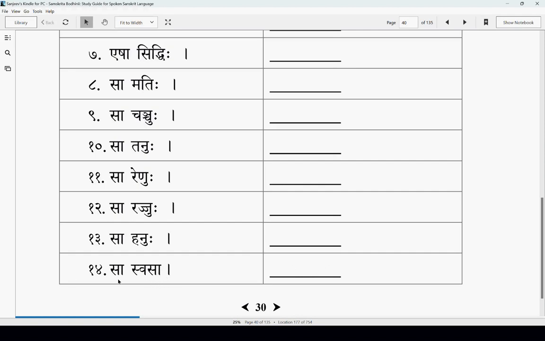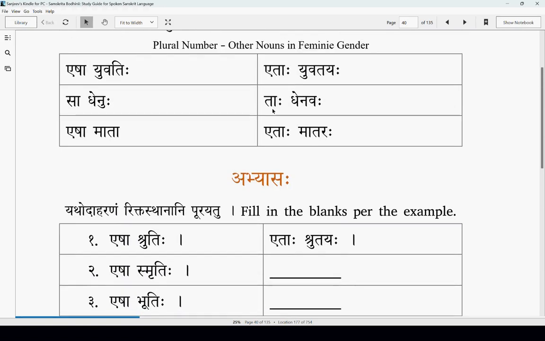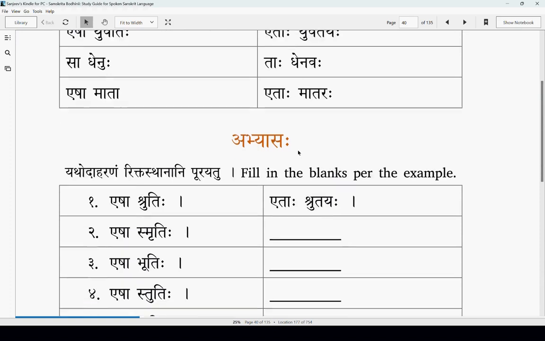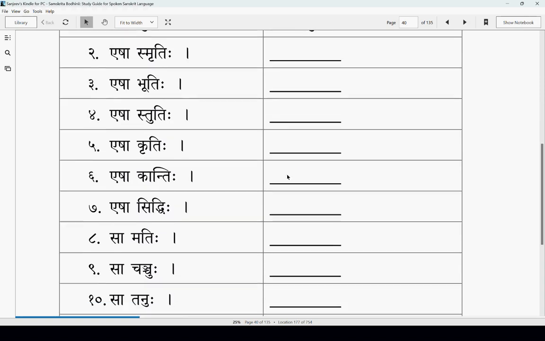Sa. What is the Bahuvachana of Sa? What is the Bahuvachana form of Sa? Anybody? Tau. No. Sa, we saw that, let's see here, Bahuvachana. Sa, Bahuvachana form is Taha in Strilingam. Taha, Dhenamaha, Taha. Any Strilinga Bahuvachana will be Taha, meaning these.